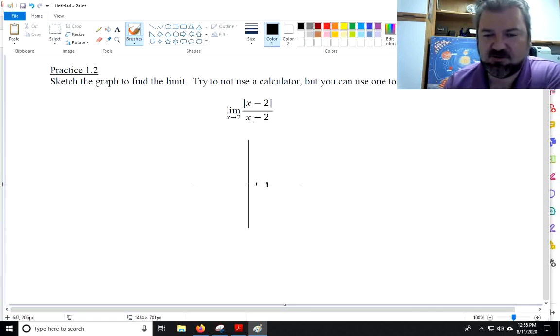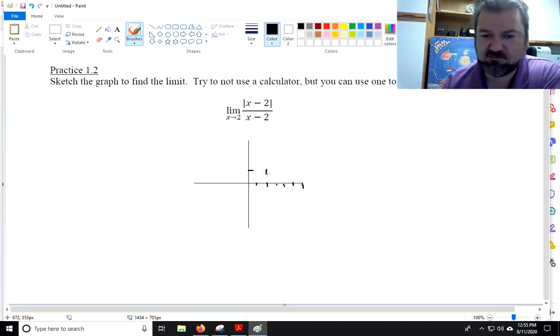x minus 2 divided by x minus 2 is just 1 as long as x is bigger than 2. So for example, when x equals 3, 3 minus 2 is 1, 3 minus 2 is 1, 1 divided by 1 is 1. When x is 4, you would get 4 minus 2 is 2, divided by 4 minus 2 is 2. 2 divided by 2 is 1. So everywhere over here, when x is 3, 4, 5, etc., it's always going to be the value of 1.